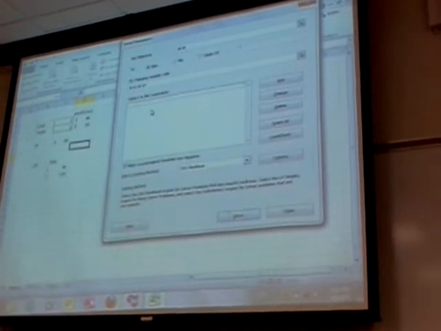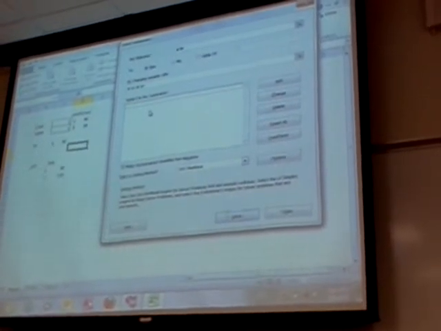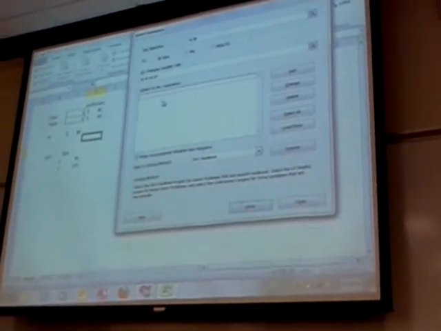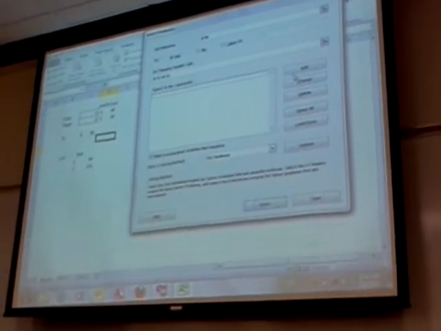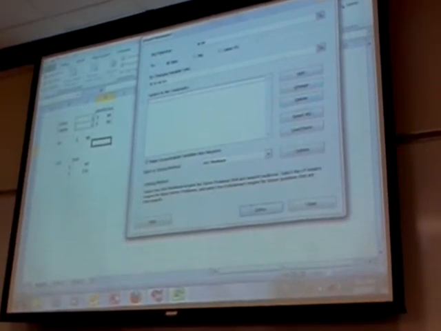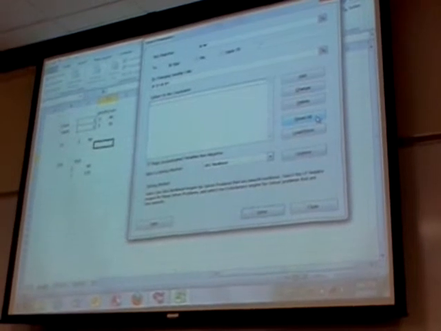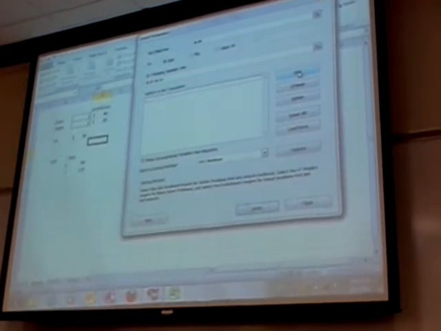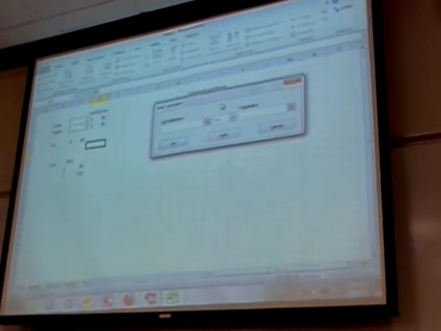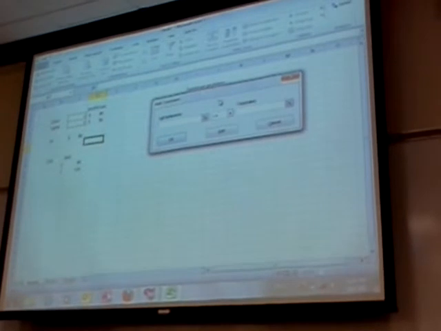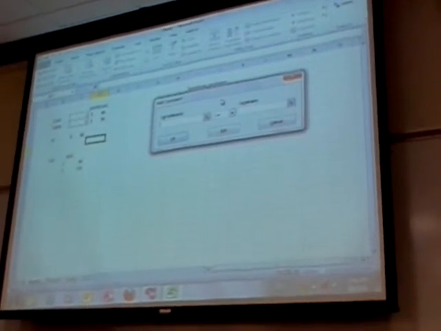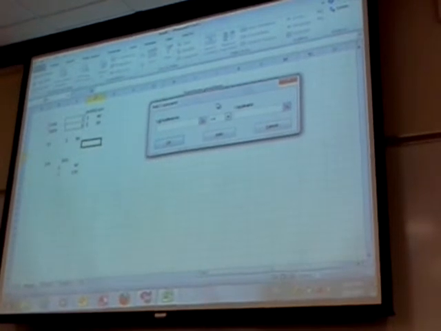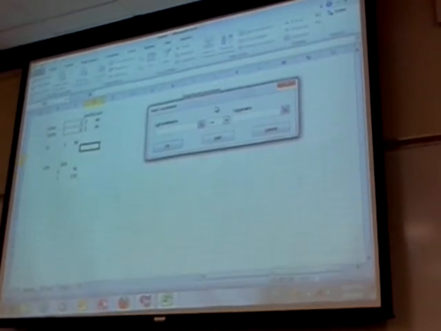And the constraints. You need to add them one at a time. You can add them, change them, delete them, and reset them. You can do a lot of things here. But initially, of course, you want to add them. Once you push Add, this window pops up. There are three things that you have to define for each constraint. The left-hand side, the right-hand side, and the direction of the constraint.